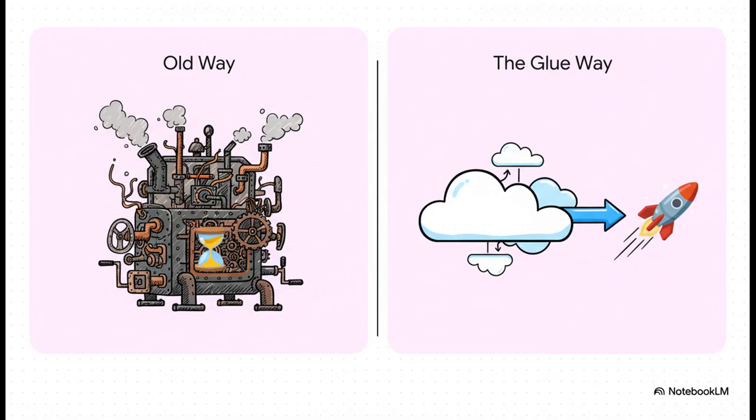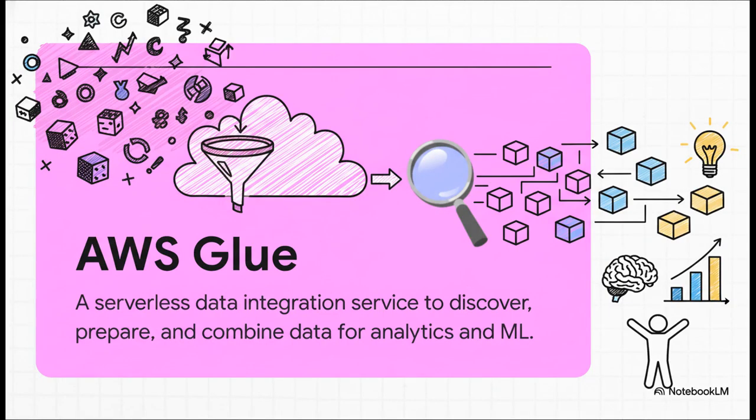The Glue way? It's serverless. And that's a huge deal. It means you don't have to worry about managing servers at all. No patching, no provisioning, nothing. AWS takes care of all that heavy lifting. It automates the worst parts, and get this, you only pay for what you use when you use it. It's a game changer.